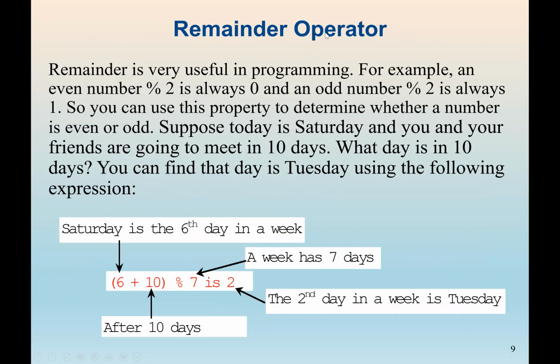So we say the remainder operator is always used if we divide two numbers and we want to know the remainder. For example, if I want to check if a number is even, I'll just divide the number by 2. If the remainder is 0, then it's an even number. If the remainder is 1, then it's an odd number. So in this case, I'm going to use the modulus operator. Let's say the number modulus 2. What is the answer? Is it 0 or 1?